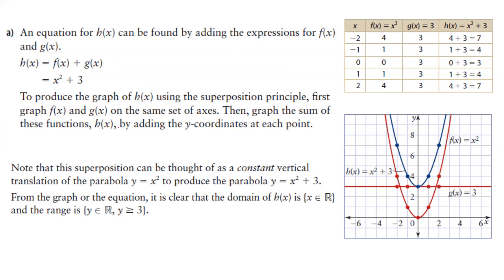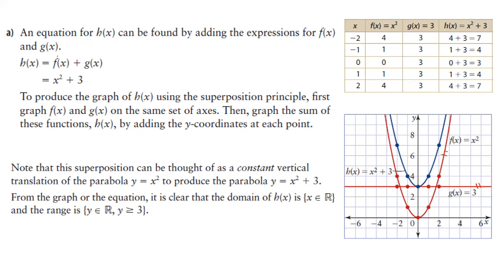First, graph f(x) and g(x) on the same set of axes, as shown here on the graph on the right. f(x) equals x squared is the curve here, and g(x) equals 3 is the horizontal line here. Then graph the sum of these functions h(x) by just adding the y-coordinates at each key point. Actually, we can plot some key points, and we can add the y-coordinates along the axis to get the graph of the new function h(x), right? This is the first method.